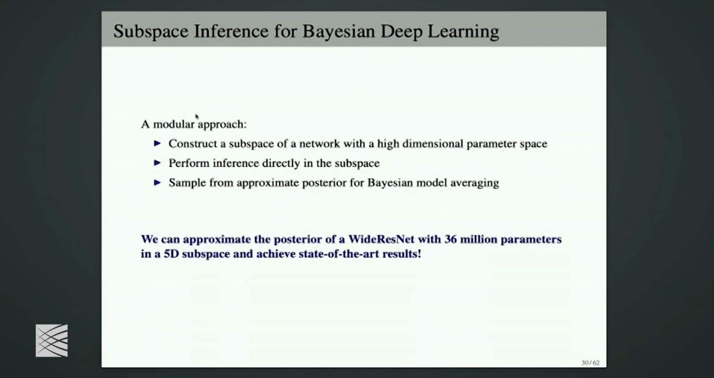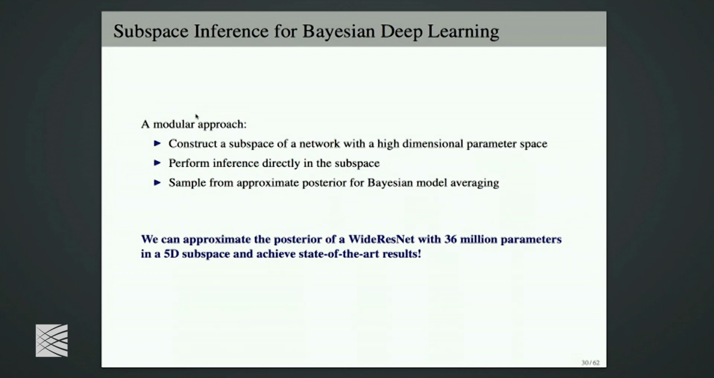Okay, so in order to justify the SWA procedure, we were looking at visualizations of the loss surface in the space of principal components of the SGD iterates. And this gave rise to the idea that maybe instead of doing inference in the original space, we could be doing inference directly in some kind of subspace. So the idea here is to construct a subspace for a given network that has a high dimensional parameter space, perform inference in that subspace, and then sample from our approximate posterior in the subspace, and convert those samples into our original space again and do our Bayesian model average.